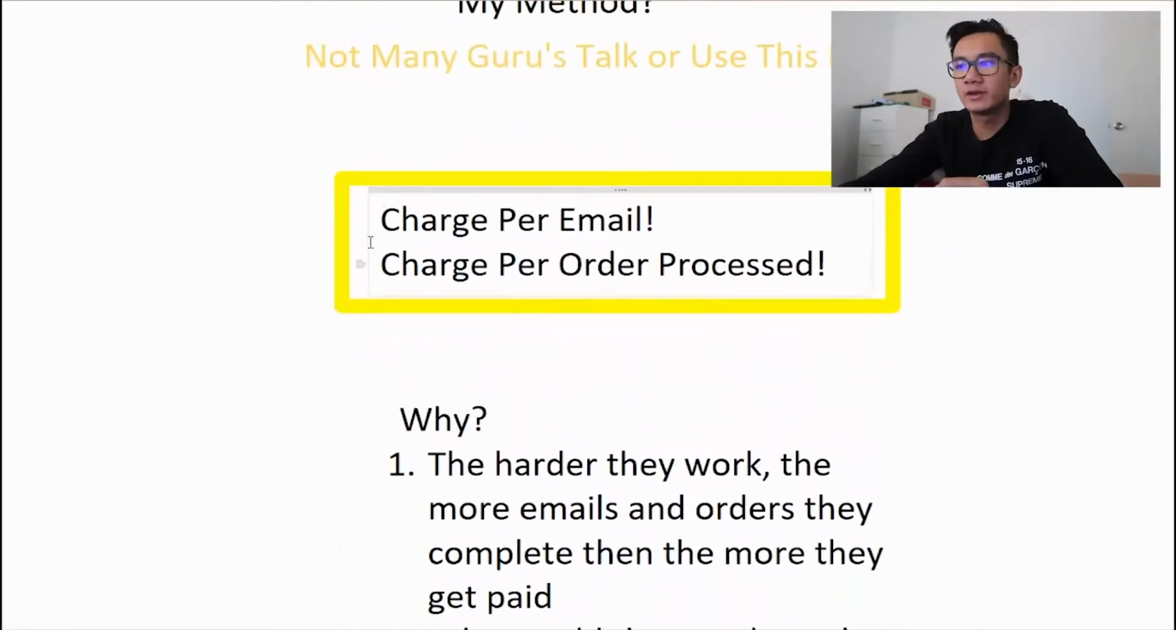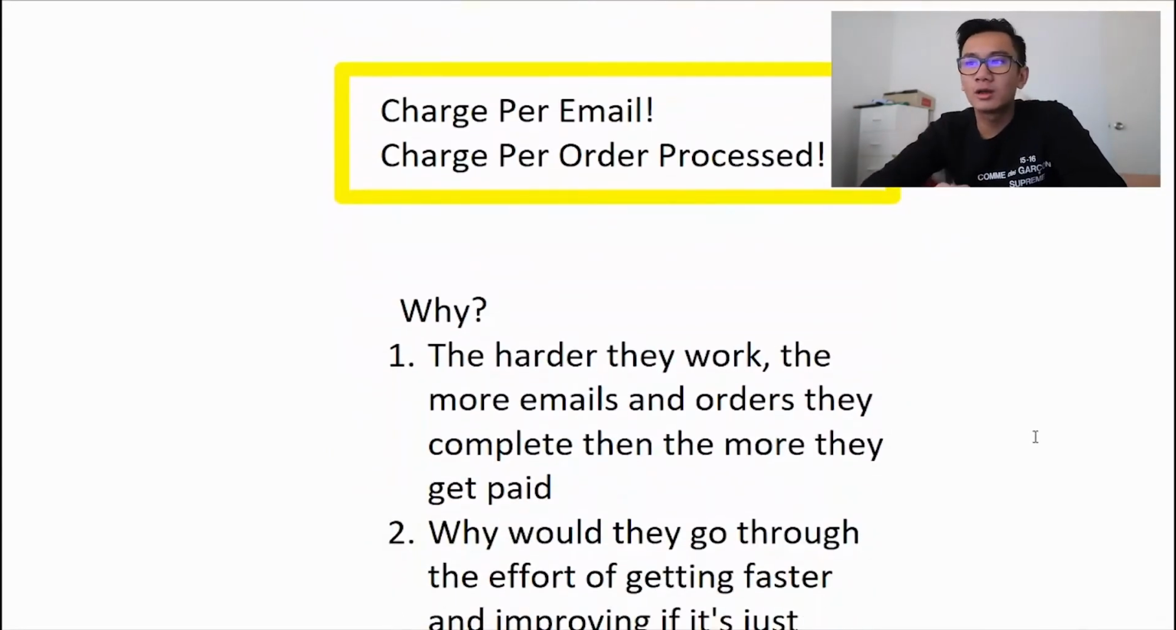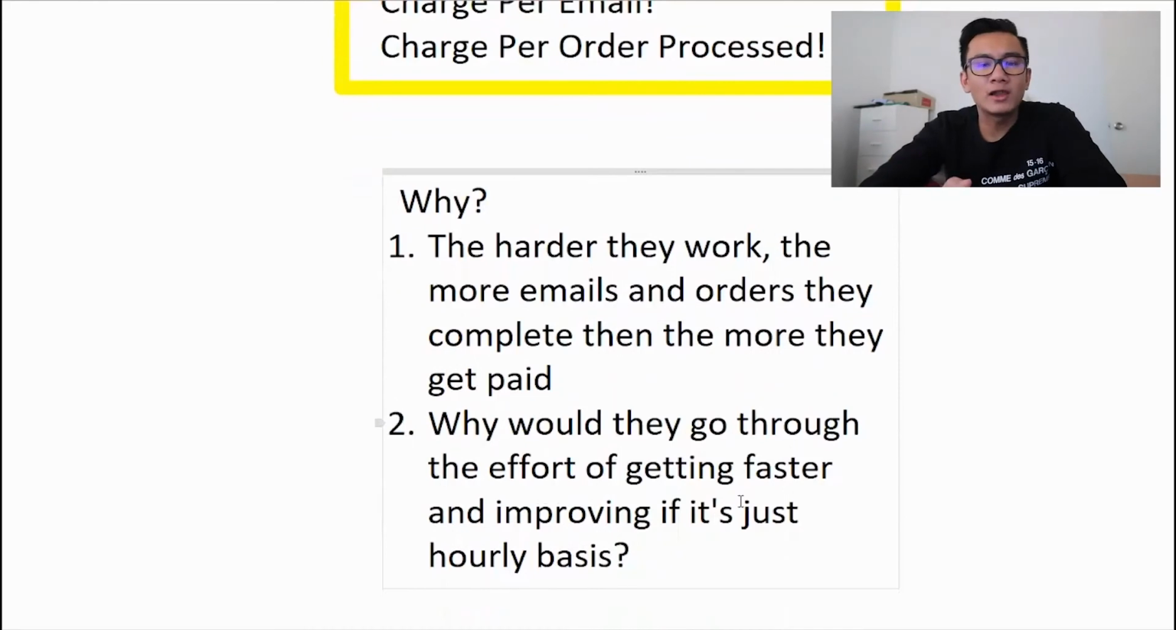Why should you follow this method? One, the harder they work, the more emails and orders they complete, and the more they get paid. That's pretty obvious, right? Two, if they're on an hourly basis, what motivates them to work faster and improve to help you out? Why would they go from answering 10 emails per hour to 20 emails per hour, even though they're capable of 20, if they're going to get paid the same amount as answering 10? Hence, hourly pay is the worst system to go by.